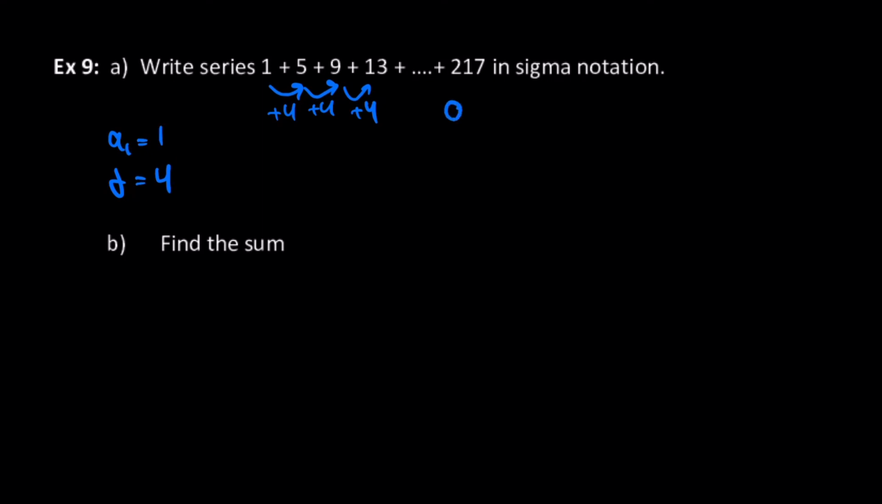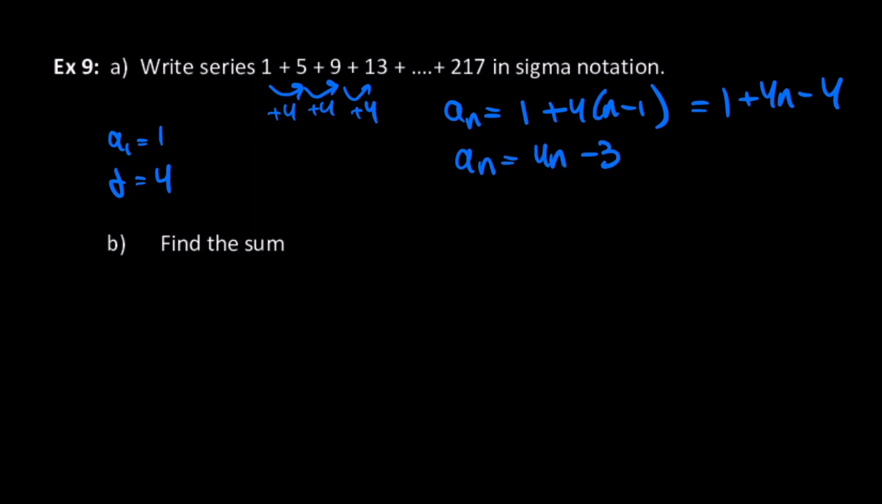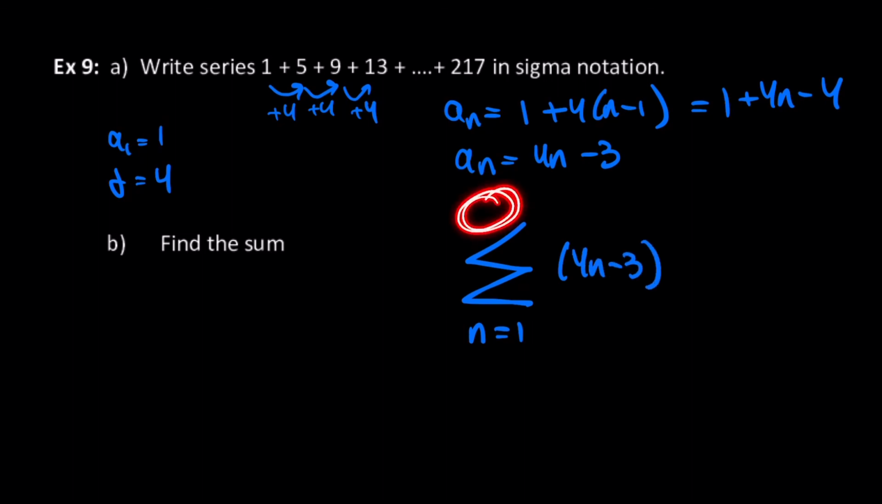Okay, so a sub n is a sub 1, which is 1, plus d, which is 4, times n minus 1. Okay, let's clean this up a little bit. That's going to be 1 plus 4n minus 4. So a sub n equals 4n minus 3. What's the hard part here? N equals 1. This is 4n minus 3. What don't we know? I don't know how many numbers are in here.